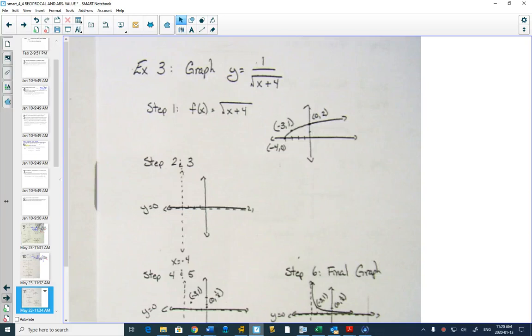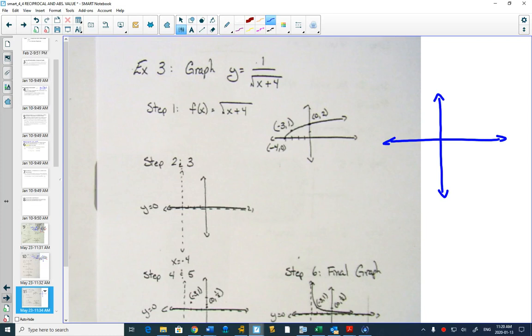Finally, let's do one that's new. 1 over the square root of x plus 4. So step 1, draw your original graph. I've got 3 nice points labeled. Then right beside it, we'll draw the reciprocal graph.